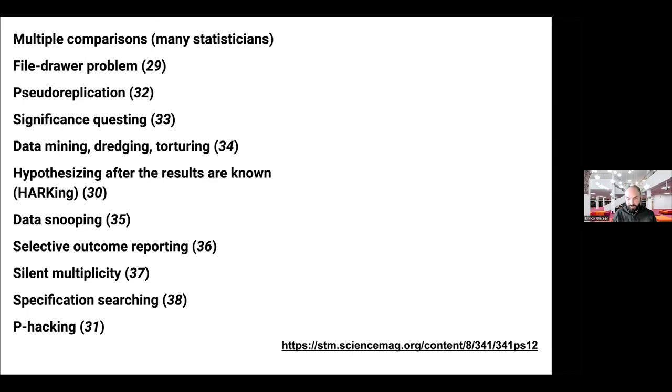This is a nice article where I took a number of studies that all have this type of questionable research practices and methodological issues.